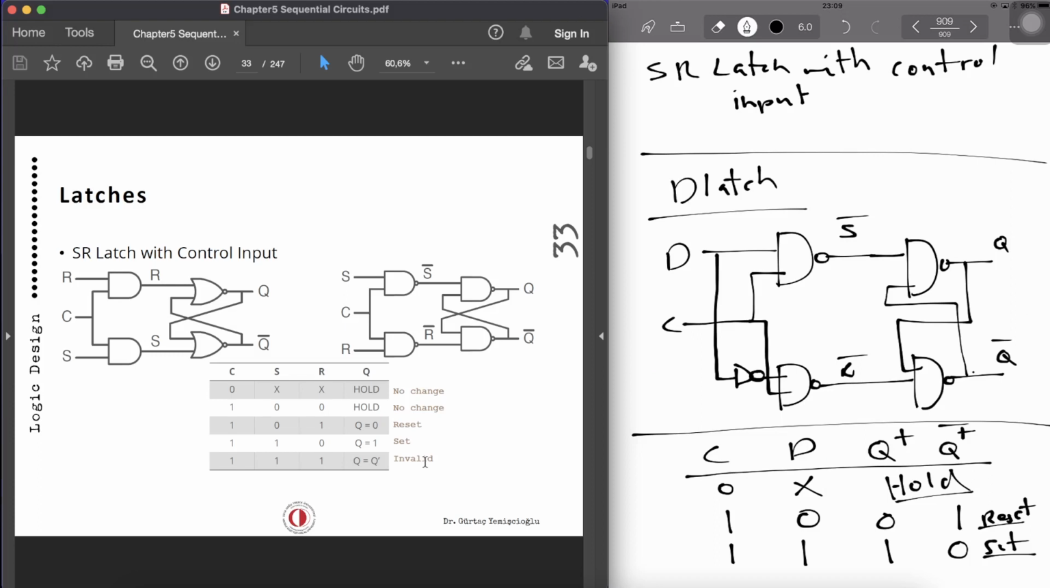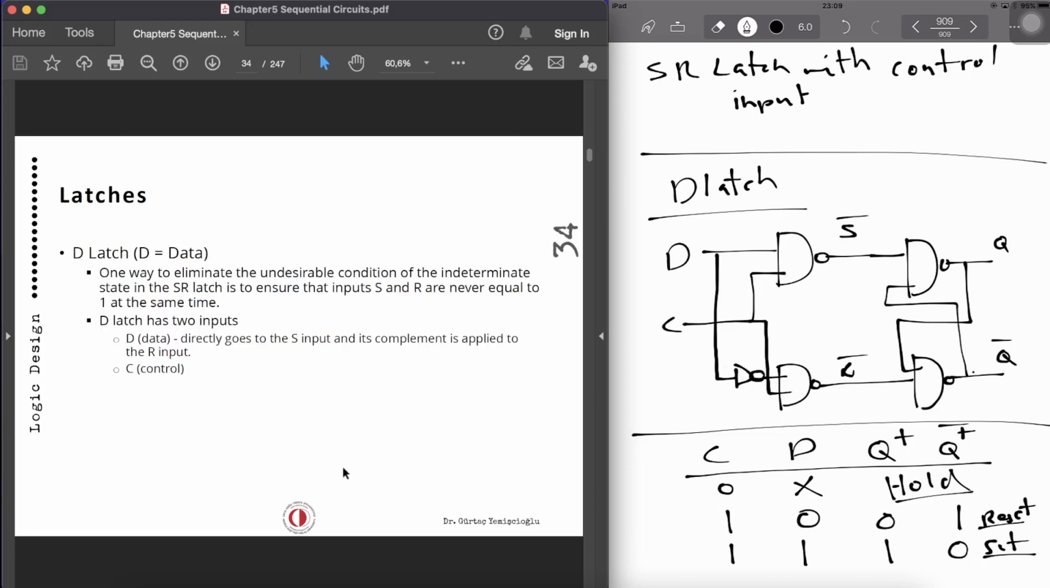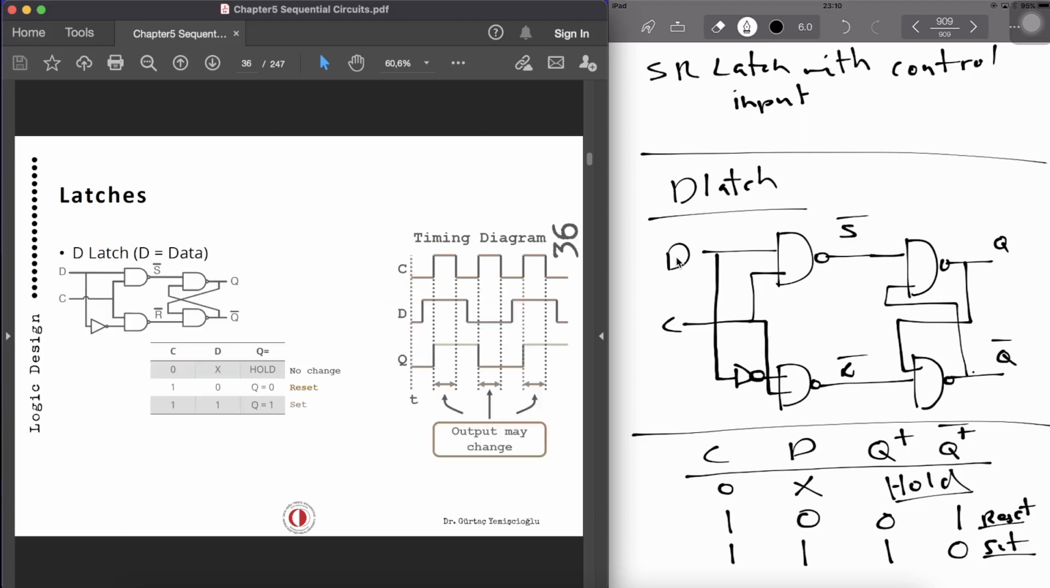So we don't use the invalid state, and we don't use the 0, 0 state when both inputs are equal to each other. So we introduce this inverter, we introduce the control, and this is now the new latch, which we call the D-latch. And the D-latch is introduced to eliminate the undesirable condition of indeterminate state in the SR latch, and it ensures that S and R are never going to be equal to each other. Two inputs, D as data and control, will be used. So the operation is shown.